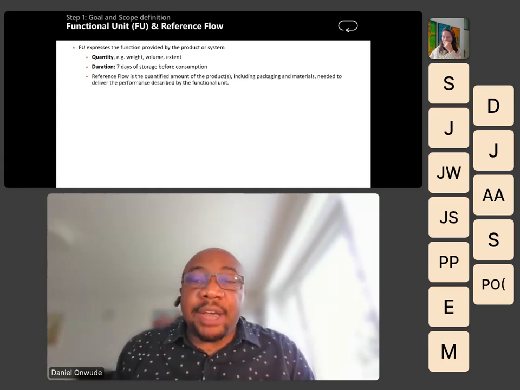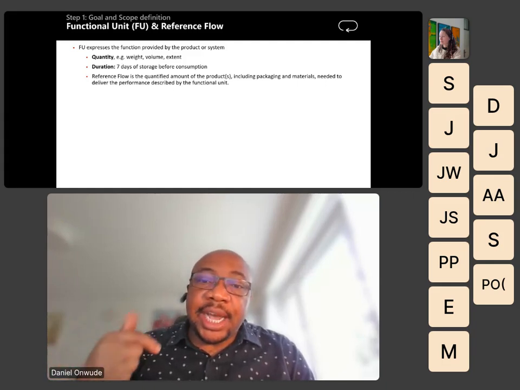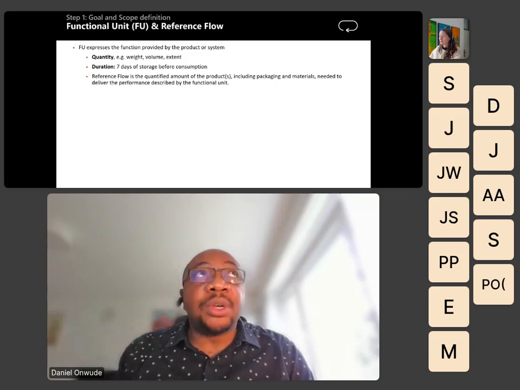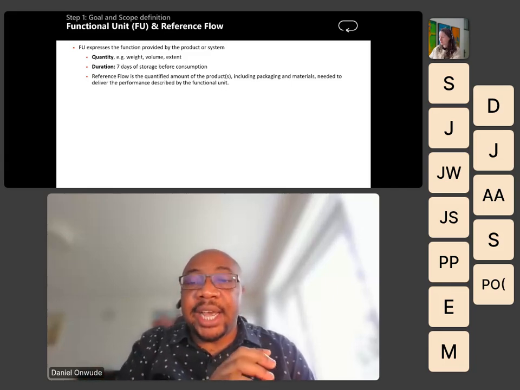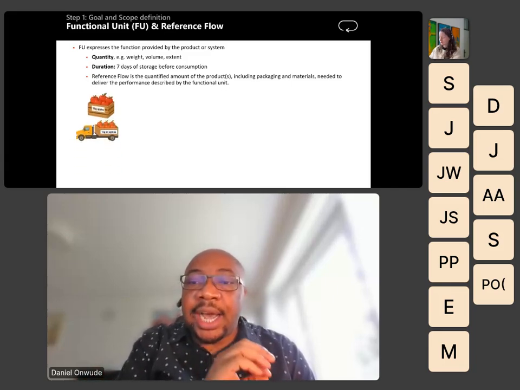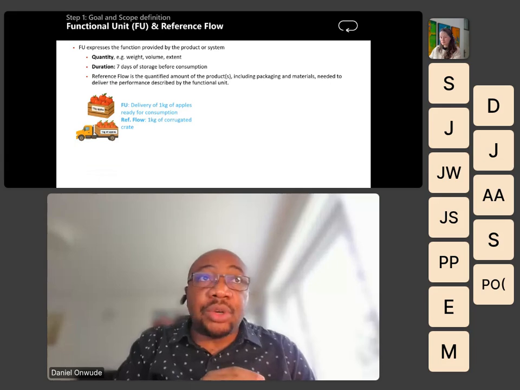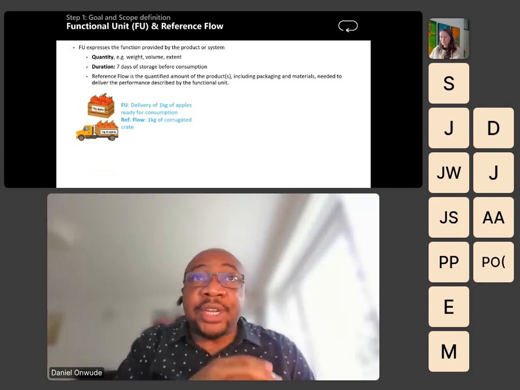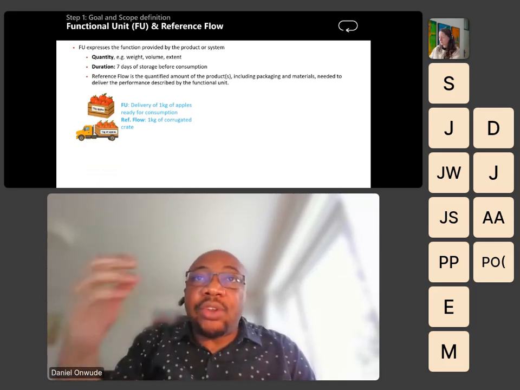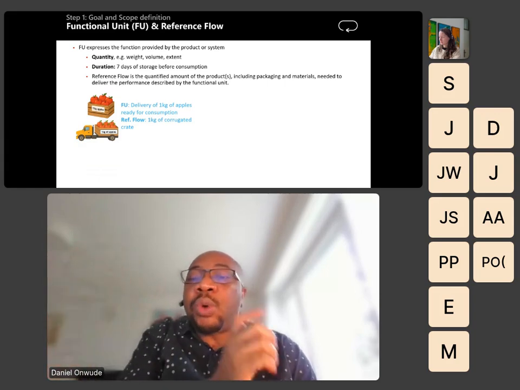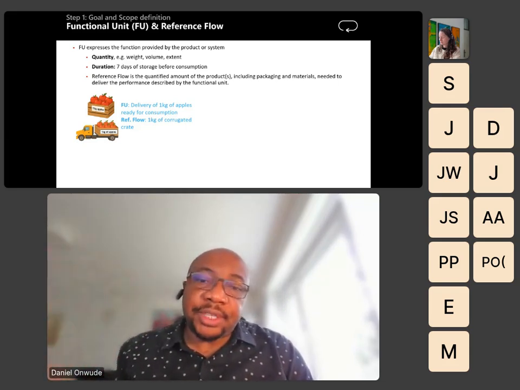And then we have the reference flow, which represents how much product and packaging are needed to deliver that function, right? So for the apples, the reference flow could include 1 kilogram of apples packed in a corrugated crate and transported to retail. As you can see on your screen, we have the functional unit as delivery of 1 kilogram of apples ready for consumption, and then the reference flow is 1 kilogram of the corrugated crate, or a crate that could carry up to 1 kilogram of apples. So that could be your reference flow.